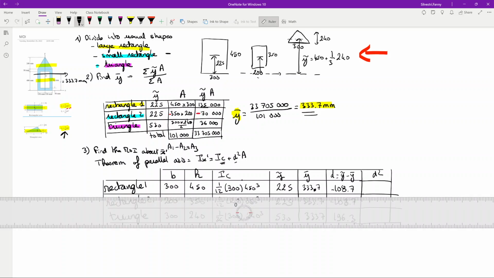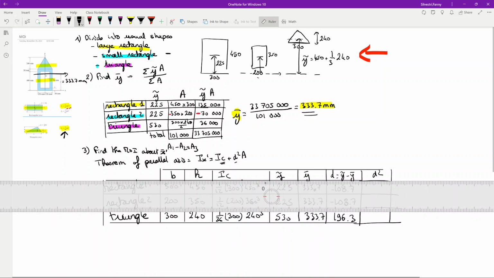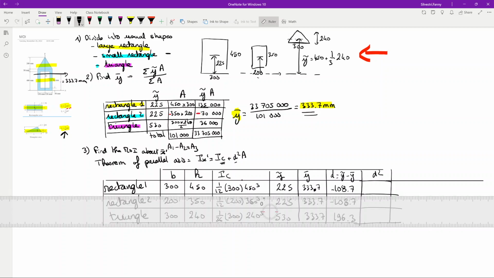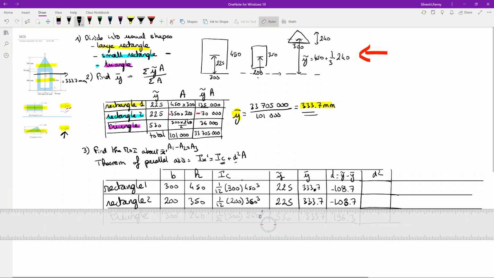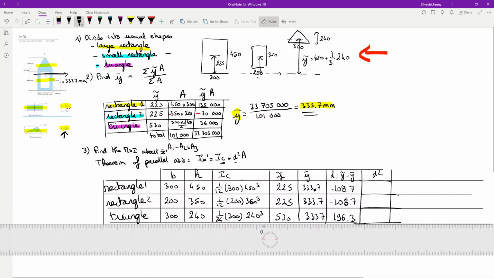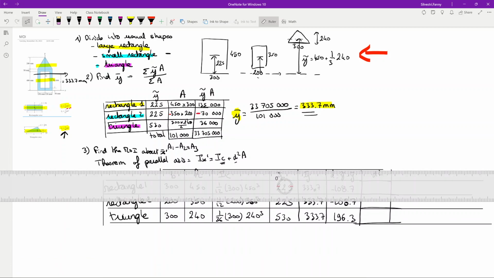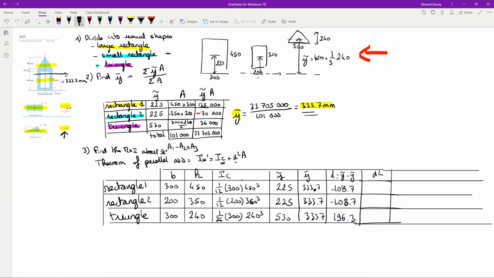And we will need the A. I know it's longer than I thought because I really make one step at a time. So the D squared will be 108.7 square, 108.7 square, and 196.3 square. Just don't forget the square. I think this step is important because I see a lot of mistakes with this square that disappears somewhere in the formula.